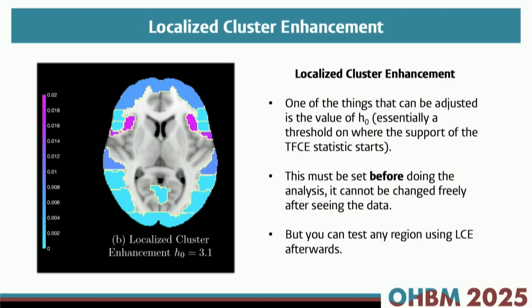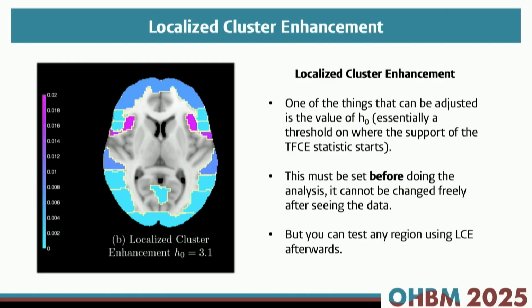If we set our H0 to be 3.1, so not 0, we do TFCE again, but now not integrating from H0 is 0, but integrating from H0 is 3.1. We get much higher LCE statistics. There's one little caveat: you can adjust its value, but this value must be set before seeing the data.